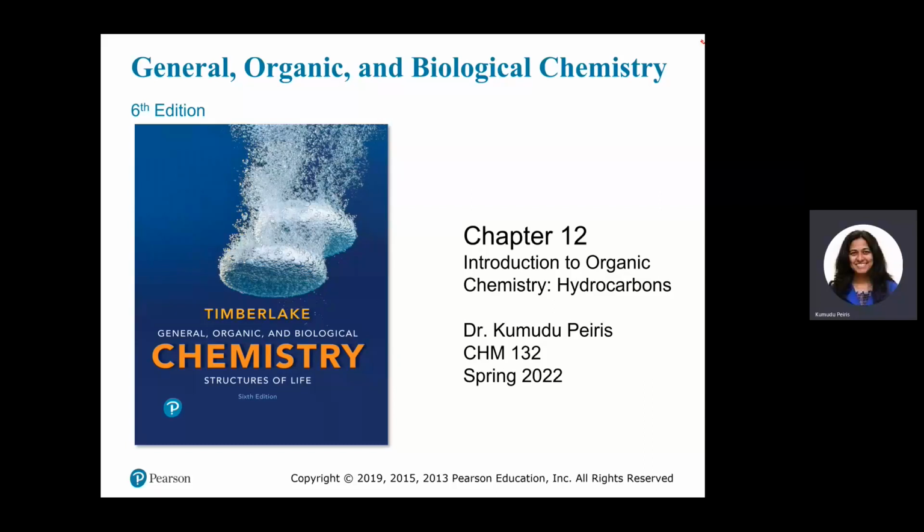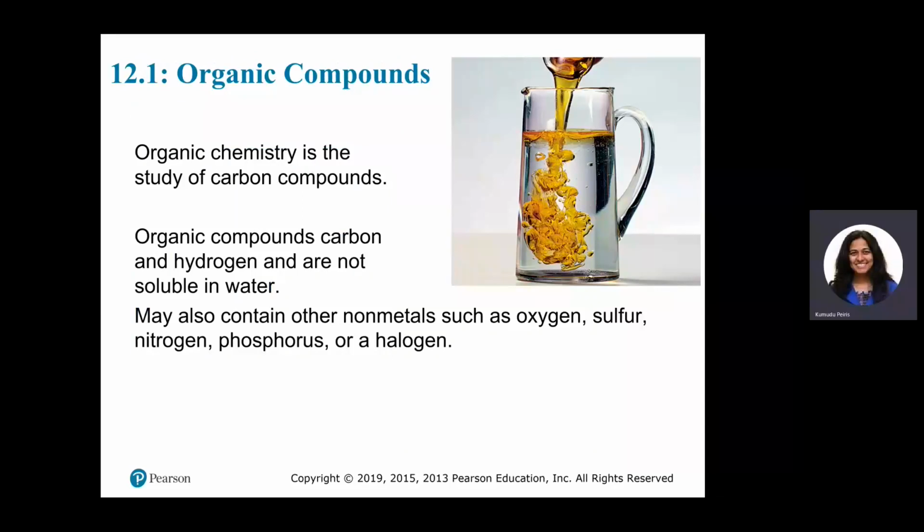biological systems. So let's start our lessons with the introduction to organic chemistry. In this chapter, we mainly talk about the hydrocarbons. So, what is organic chemistry? Organic chemistry is the study of carbon compounds. What is carbon? Yes, that is the fourth element. It is an element in group 4 of the periodic table.